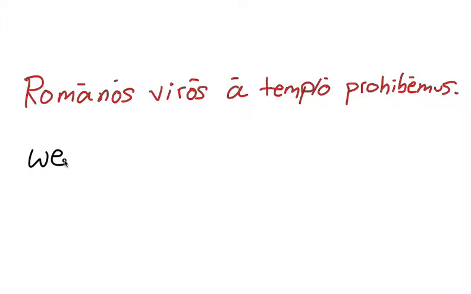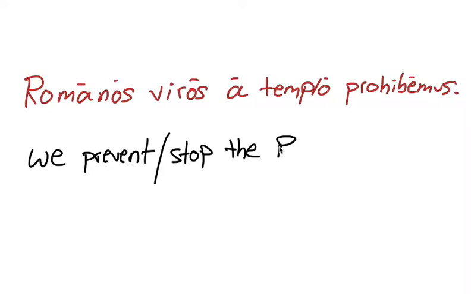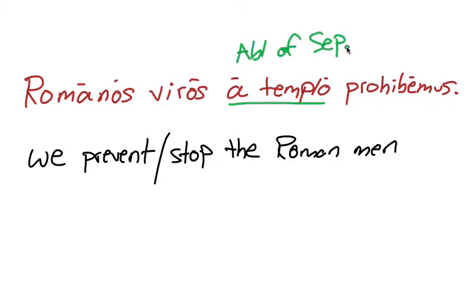So we prevent or stop, you could say, Romanos viros, the Roman men, a templo. Here's our ablative of separation. We prevent or we stop the Roman men from the temple. That is, from gaining access to the temple. Or you could say, we keep the Roman men away from the temple. Probably the best way to translate this sentence in this instance.